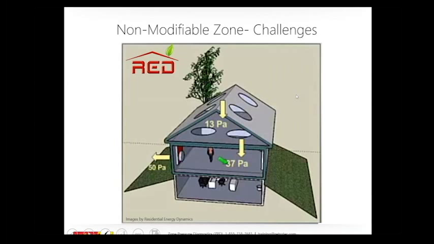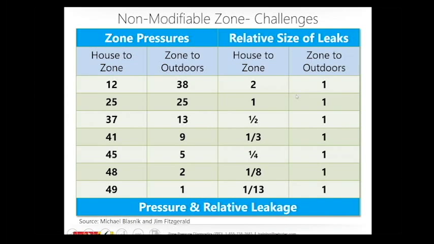Okay, so here's a little chart to maybe help you make sense of that. Essentially, these are the zone pressures that we would be getting. This one was the house to the zone, and this one is the zone to the outdoors, depending on how you tested it. You only need to do one of these tests. But you'll notice that these always add to 50. So if you do one of these, then the difference between 38 and 50, because we pressurize the house to 50, is 12. And then here is our ratio, the relative size of leaks. This is when we can figure out if the number is acceptable or not.